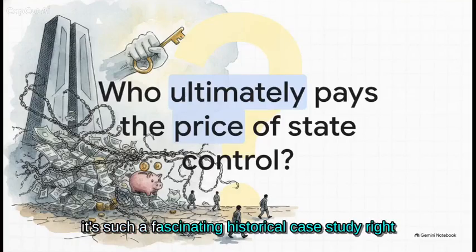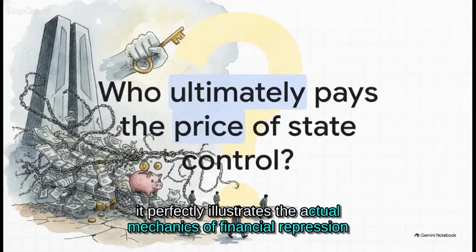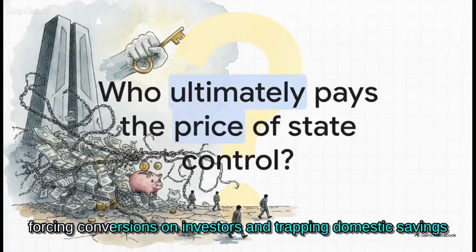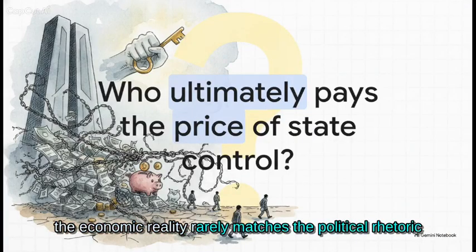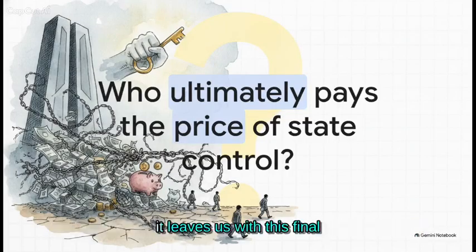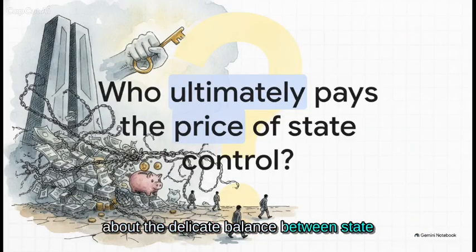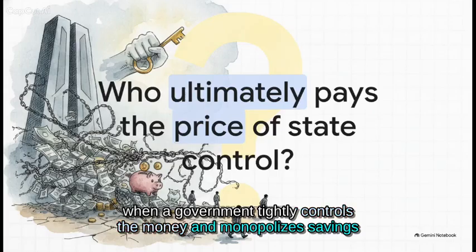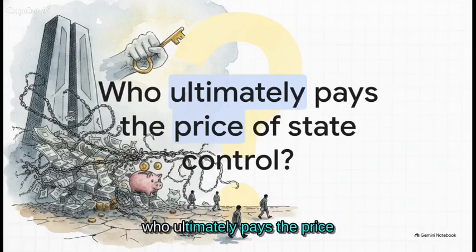It's such a fascinating historical case study, right? It perfectly illustrates the actual mechanics of financial repression. When you see a state artificially manipulating its currency, forcing conversions on investors, and trapping domestic savings, the economic reality rarely matches the political rhetoric. It leaves us with this final, really provocative thought to consider about the delicate balance between state authority and economic reality. When a government tightly controls the money and monopolizes savings, who ultimately pays the price?